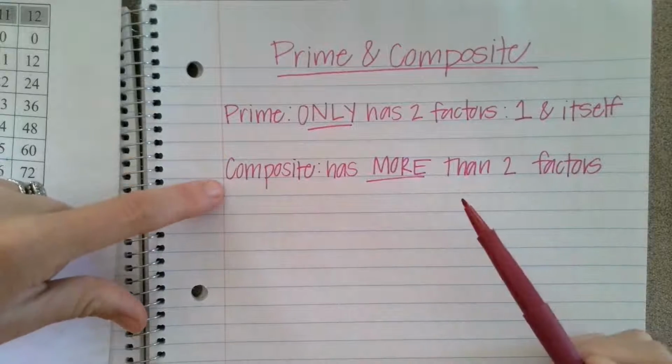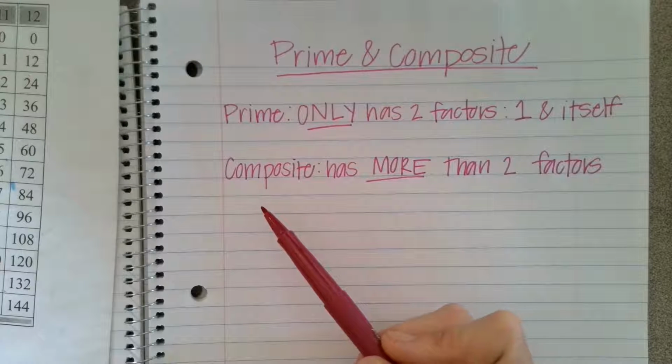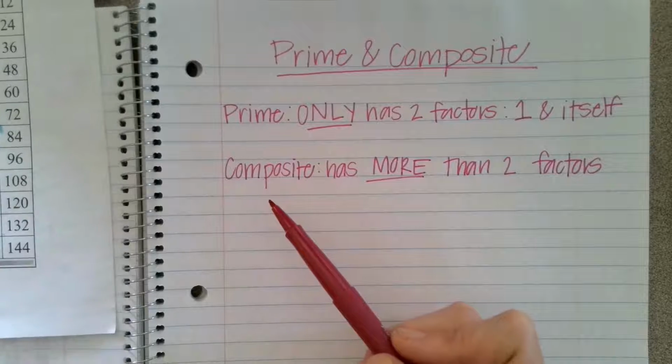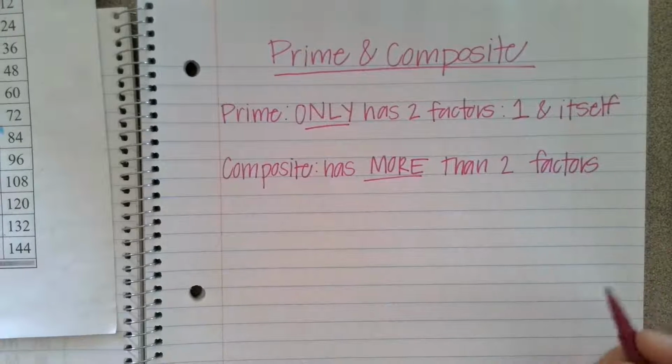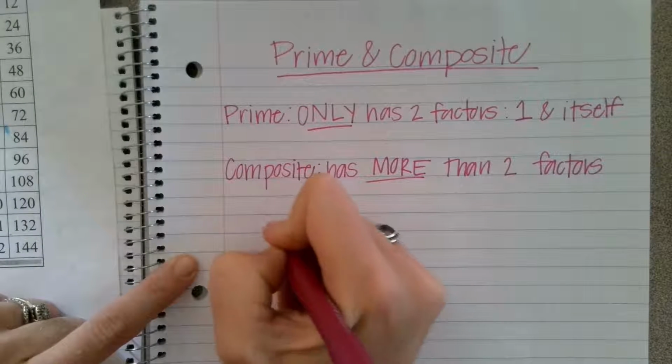And then composite, it kind of sounds like a campsite, composite, campsite. In a way, kind of. And there are lots of options for campsites, so that means more than two factors. So that might be a silly way to help you. So let's do the number, say 45.